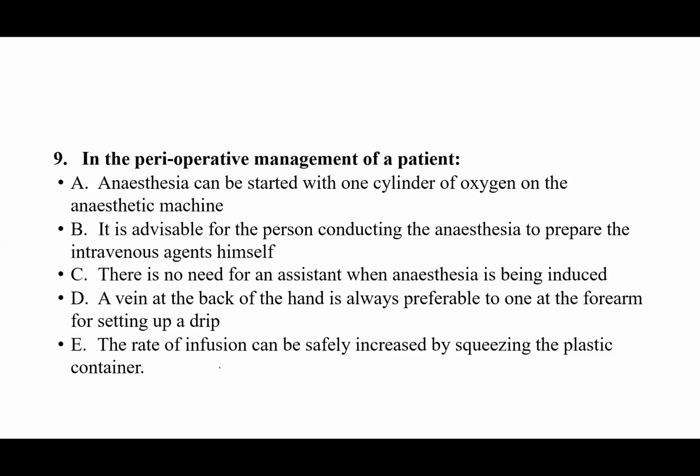So let's proceed. In the perioperative management of a patient, anesthesia can be started with 1 cylinder of oxygen on the anesthetic machine. Is it true? It's false. Why is that? Two oxygen cylinders are required, either both of them full or one half full, so that in case one finishes, you can quickly switch to the second one without much delay.